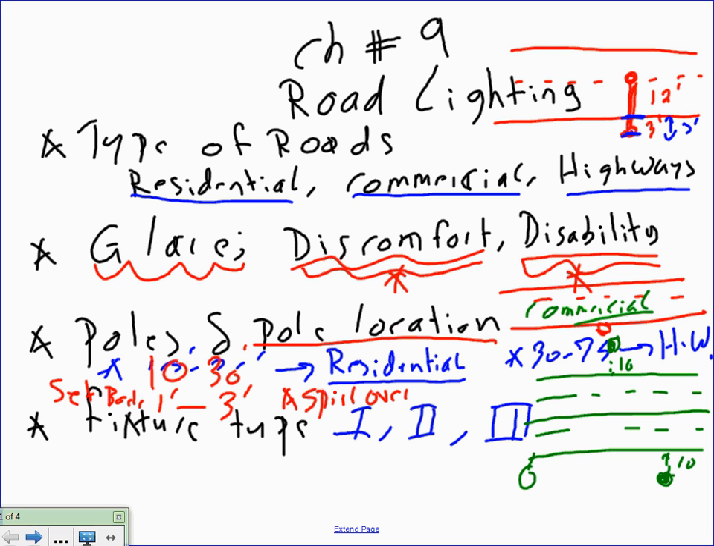10 to 30 residential, 30 to 75 highways, and there's a lot of combination of all of the above. Wood poles, steel poles, concrete poles are commonly used in all these applications if you were to use them.